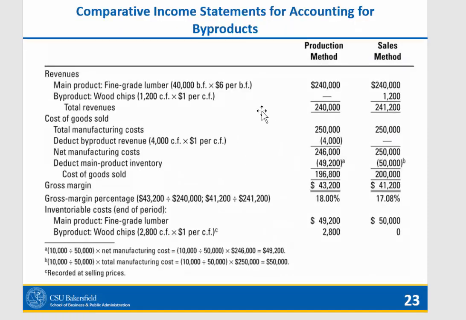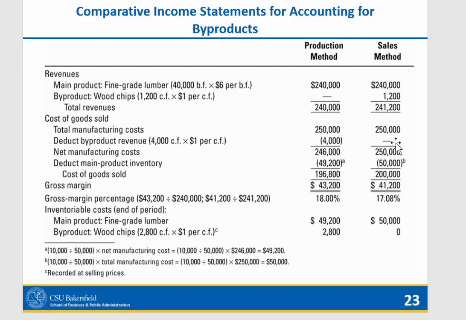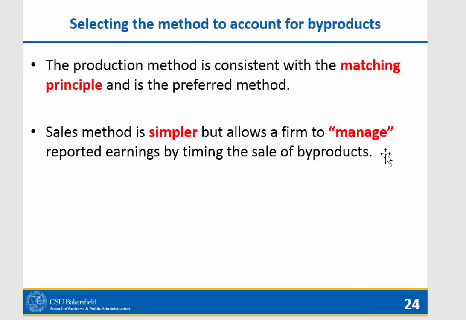Now you can see that the production method is more consistent with the matching principle and is more preferred, because we consider the allocation of expenses, and we do have inventory recognized. But the sales method is much simpler, because we don't have to worry about allocation of CGS. All the CGS will be allocated to the main product. That's very simple. And when we have extra sales, we have this 1,200. So it's very easy to handle.